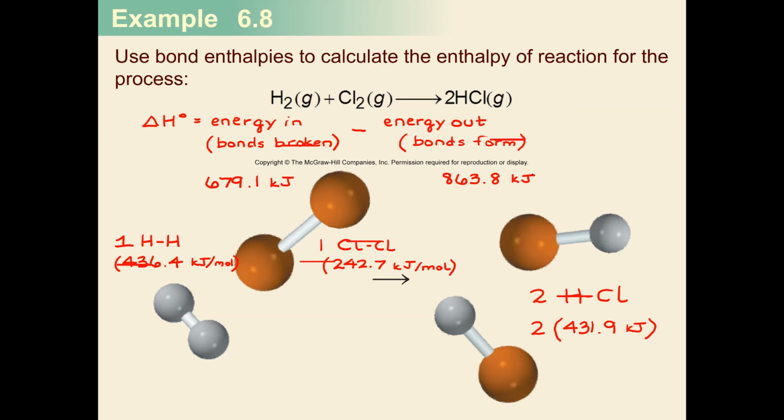So now all I need to do is take my difference, and if I subtract the 863.8 from my 679.1, I will get a delta H of this reaction to be negative 184.7 kilojoules per mole. So this will show you that this overall reaction is going to be exothermic and release energy. So let's try another example.